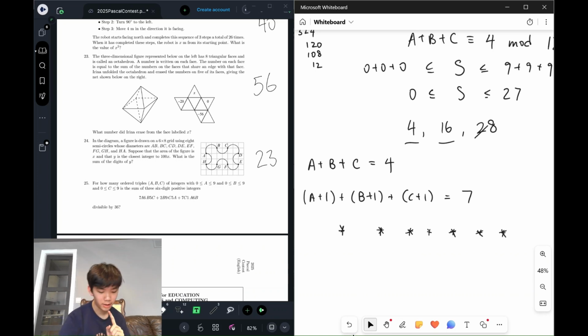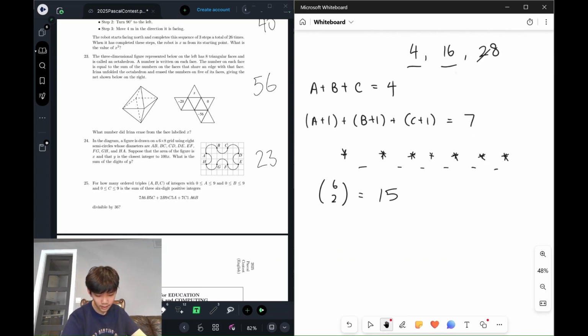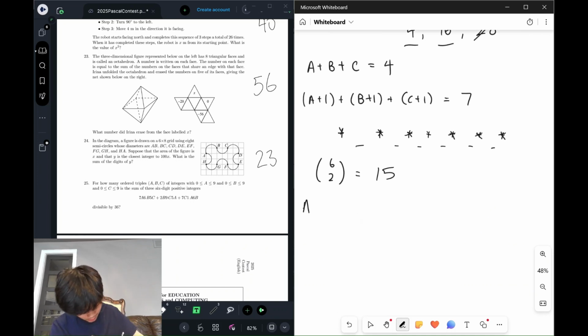And we need to split them into 3 groups, so we need 2 bars in 1, 2, 3, 4, 5, 6 spots. So there are 6 choose 2, which is equal to 15 solutions in this case. And then we have the A plus B plus C equals 16 case. Now the condition that A, B, and C are at most 9 matters. But first let's use the same setup as above.